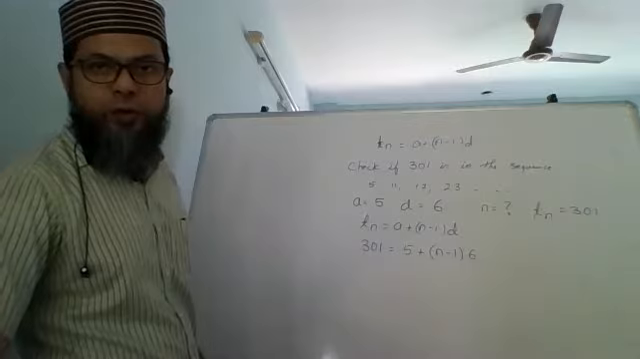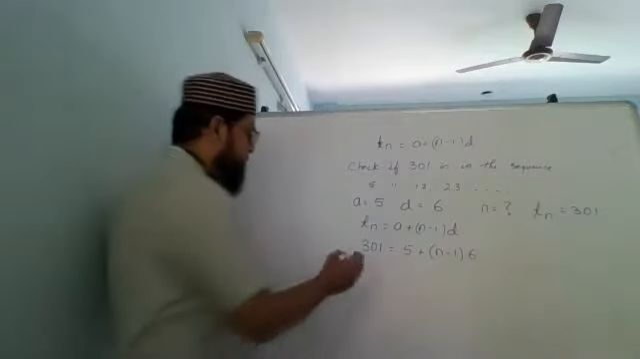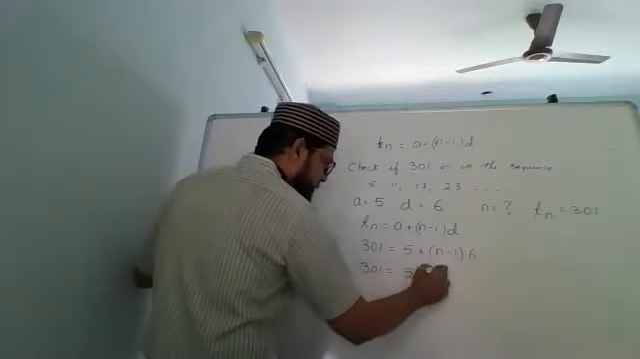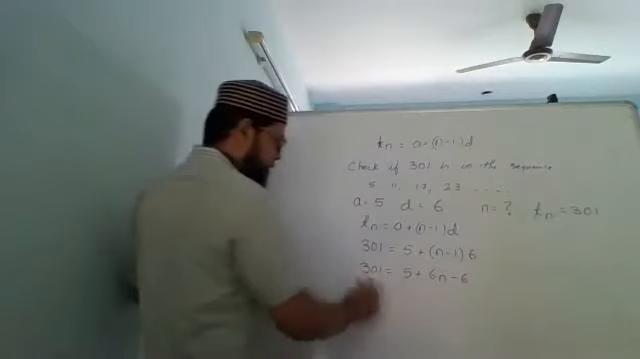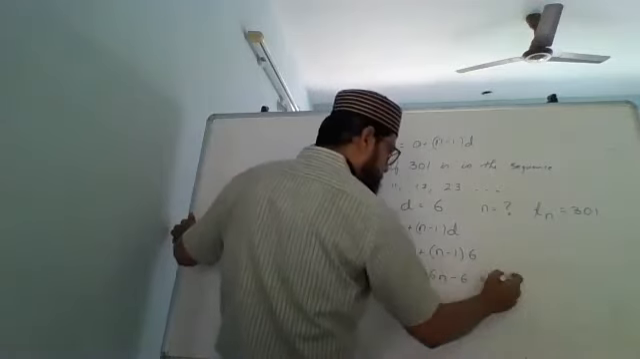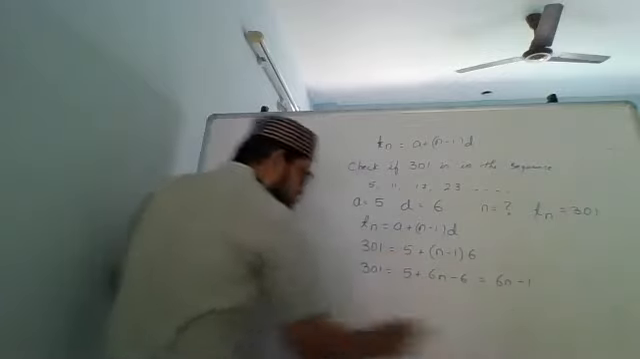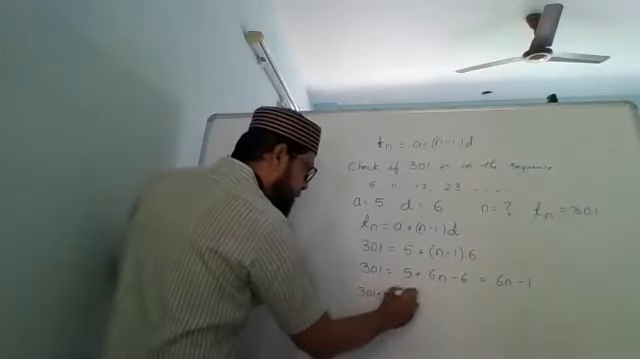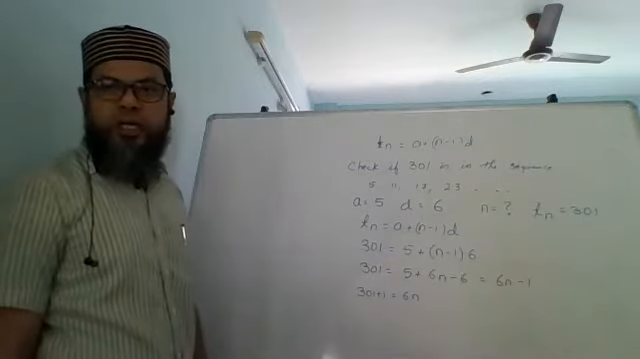After that all I have to do is expand this. 301 equals 5 plus 6 into n, 6 into minus 1 is minus 6, so this will become 5 minus 6 is minus 1. So this is 6n minus 1. Bring this minus 1 this side. So this will become 301 plus 1 equals 6n.